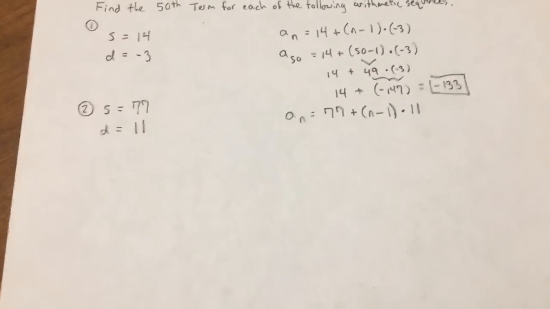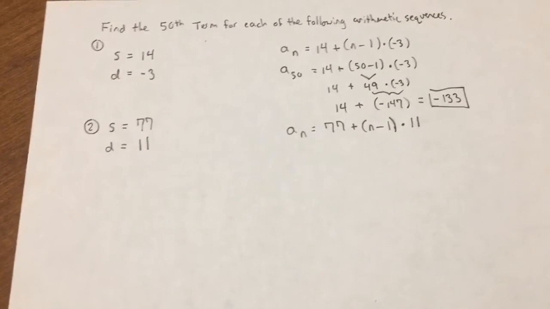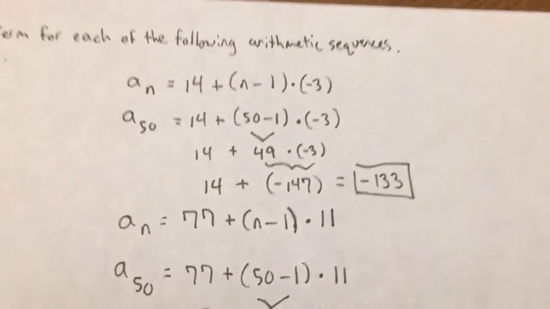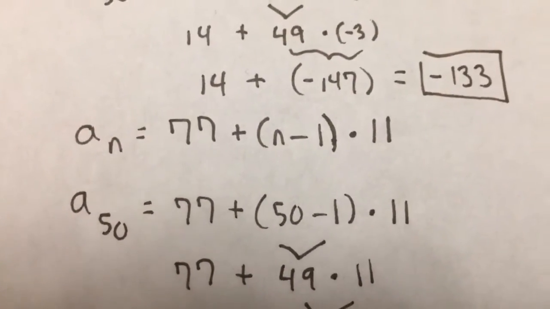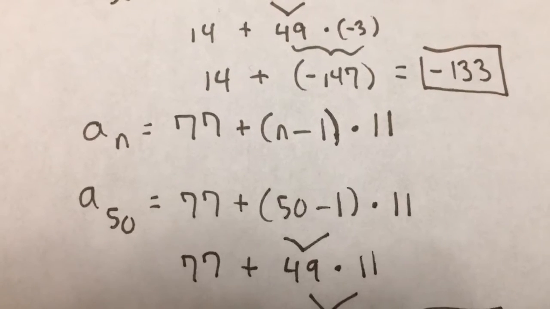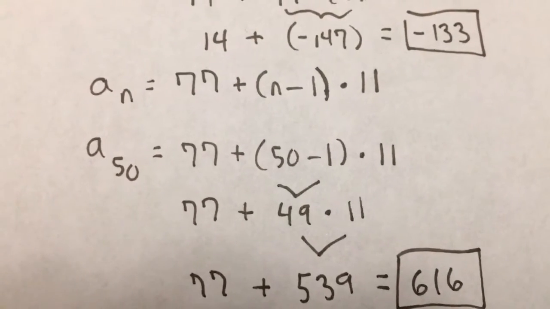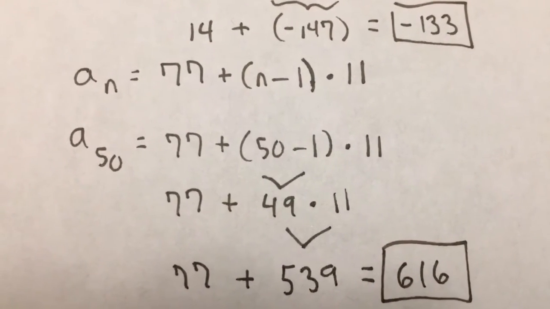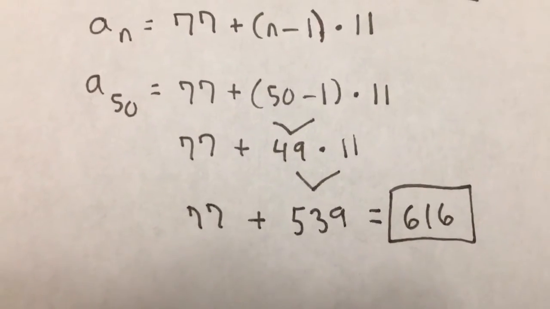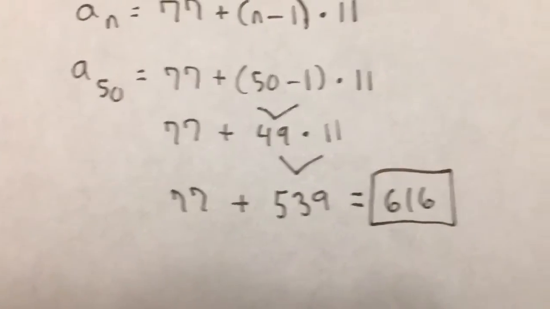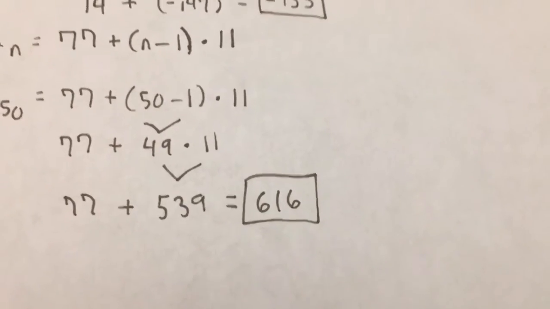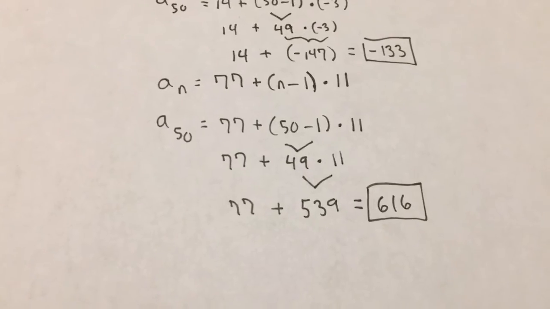Pause the video right here and try out the next problem on your own. When you're done, hit play and compare your work. All right, if you set it up correctly, this is what the first line should look like. After you take care of the parentheses, you get 77 plus 49 times 11. Then you multiply, and you get that. Then you add your numbers together, and you get a total of 616. So the 50th term of problem number 2 is the number 616.